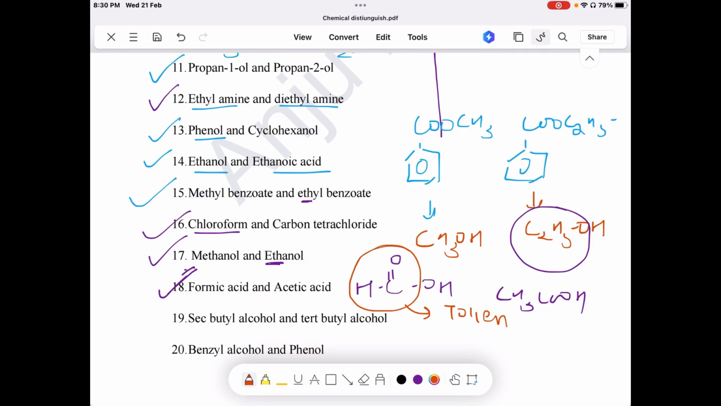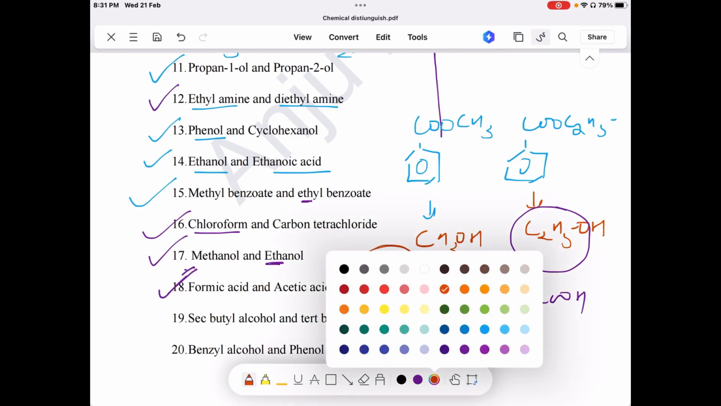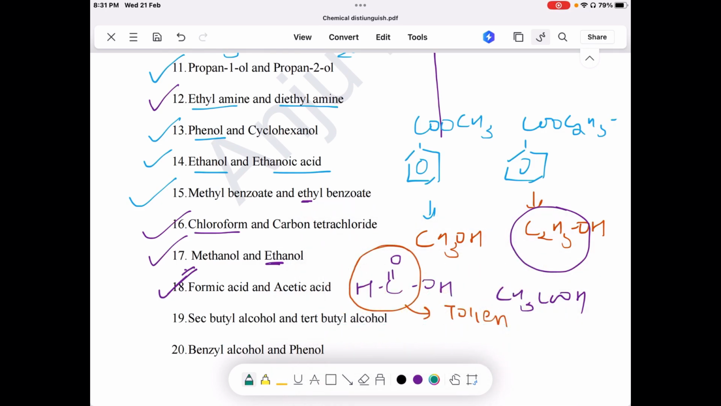The next we have sec-butyl alcohol and tert-butyl alcohol. Sec-butyl alcohol is a secondary alcohol, and tert is a tertiary. So again with the help of a Lucas test, in case of tertiary alcohol, turbidity appears immediately because of the tertiary carbocation, and in case of secondary, turbidity appears after heating because the rate of reaction is a bit slow here. Then we have benzyl alcohol and phenol.